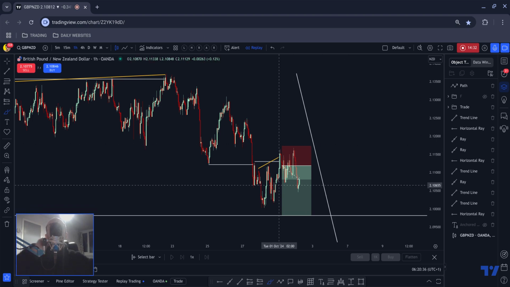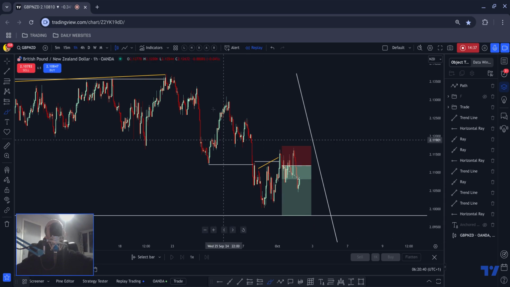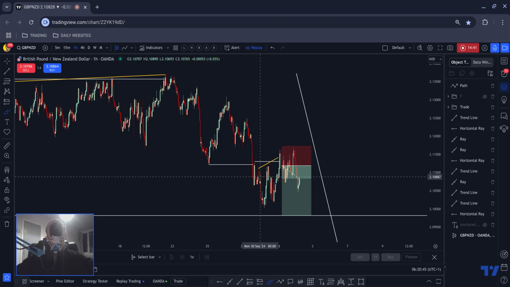Anyway, folks, I thought I'd just try and go into a little bit more detail as to the thought process behind this trade, why I placed it the way I did, why I managed it the way I did, and hopefully I can continue to provide you with some value.